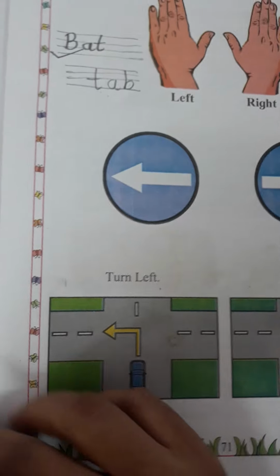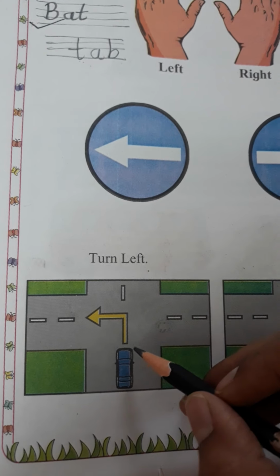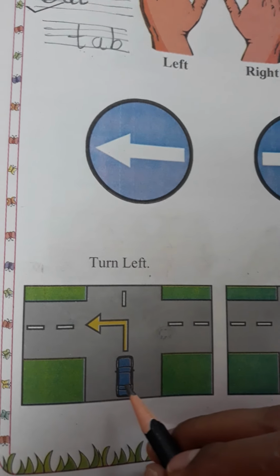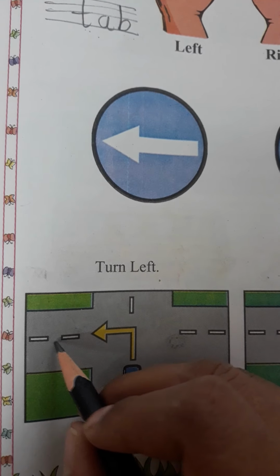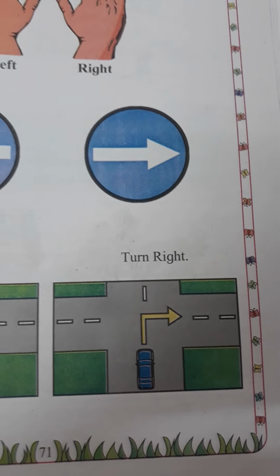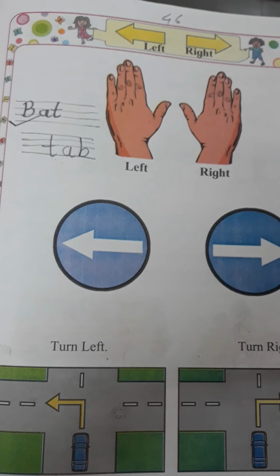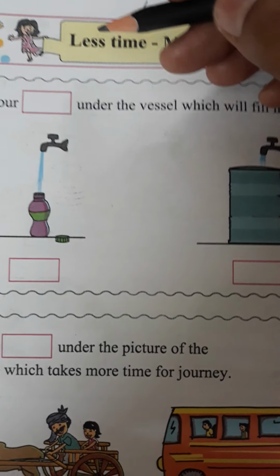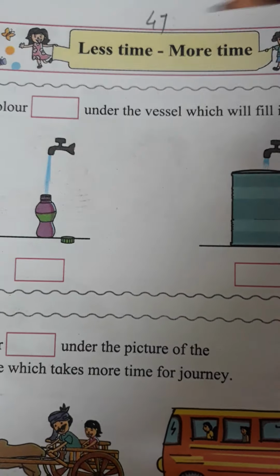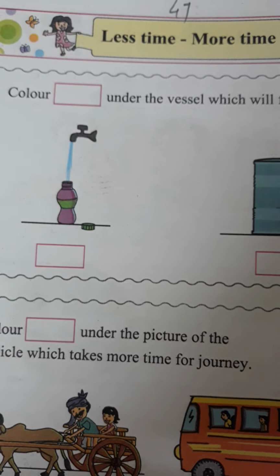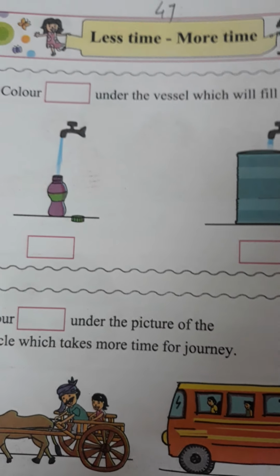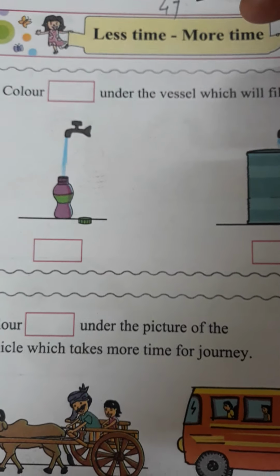Understood, students? Look, this car wanted to turn left, so it will turn this side. This is a left, this is a right side. Understood, students? Now our another concept is less time and more time. We need more time, we need less time.